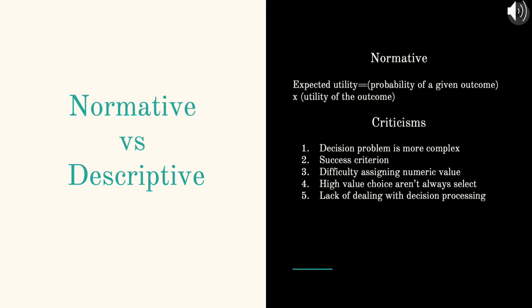Essentially, you have a problem where you calculate the value of your options and pick the one with the best score. The problems with this are the simplicity of the problem, the success criterion, how difficult it is to add value, the best numeric choices aren't always picked, and the lack of decision processing.